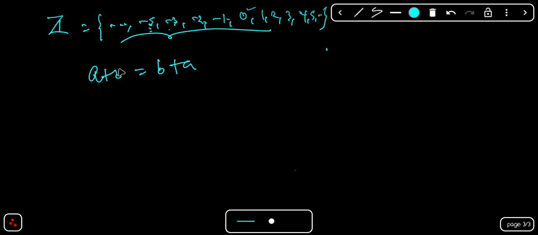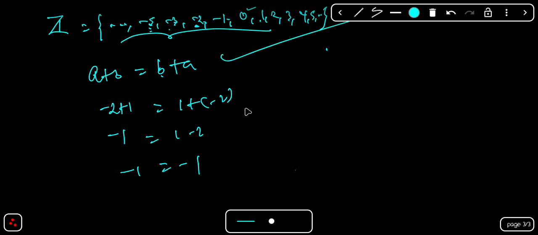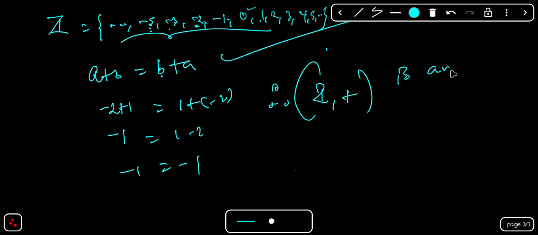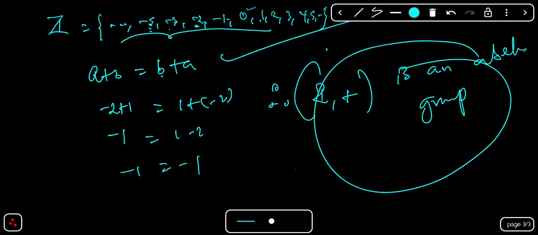Now let's take -2 and 1. -2 plus 1 is equal to -1. Then 1 plus -2 is 1 minus 2, which is -1. So -1 is equal to -1. We can see that the commutative property holds. Therefore, Z, the set of integers under the operation addition, is an abelian group. So not only a group, but an abelian group.